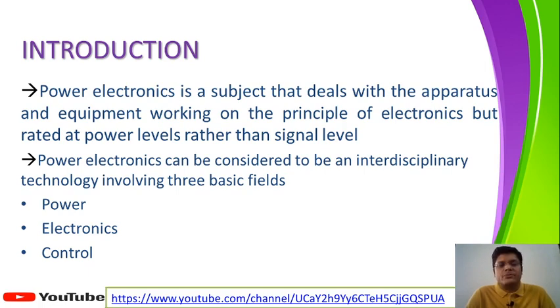Various definitions of power electronics have been given. This particular definition gives us the idea that it is a subject that deals with apparatus and equipment working on the principle of electronics but rated at power level rather than the signal level. So this is one of the definitions, which can be considered true for big rated power devices like an HVDC transmission line.